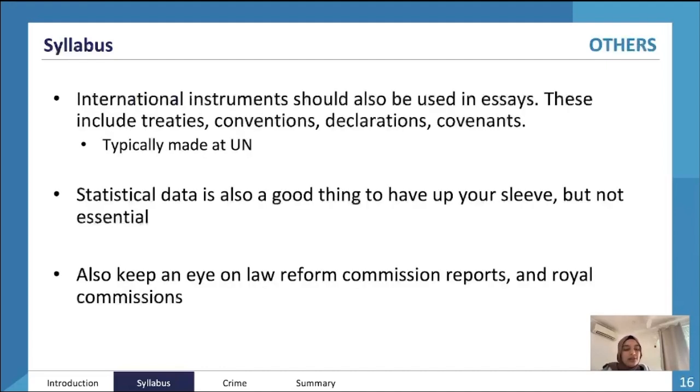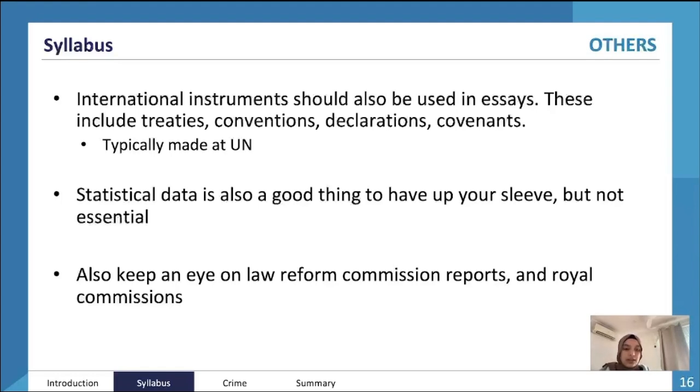All right, others. So international instruments should also be used in essays. These include things like treaties, conventions, declarations, covenants. These are typically made at the UN level. So you can definitely have a look and search those up. They shouldn't be too difficult to find regardless.